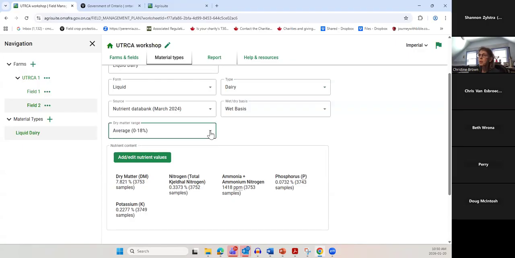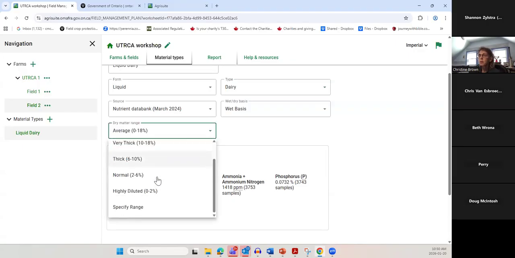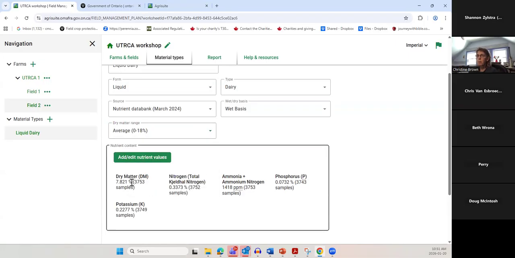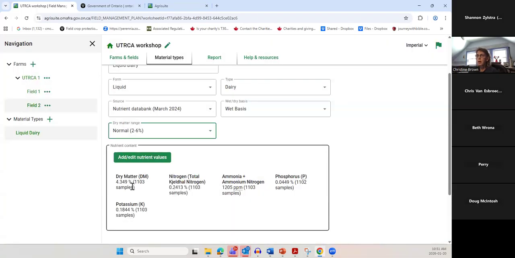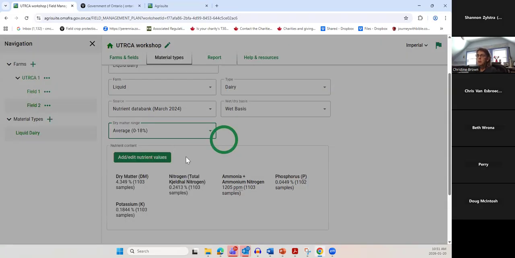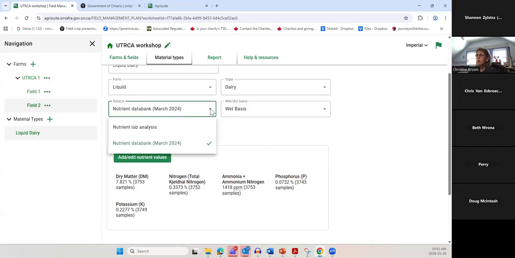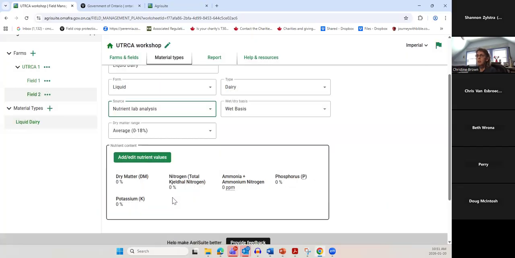I have the option though of basically taking that manure sample and looking at different dry matter ranges. So 0 to 18, the dry matter is 7.8. If I change that dry matter to just normal manure, it's basically taking it from 2 to 6% dry matter. So it's going to be 4%. I'm going to currently leave it at 0 to 18, but we're also taking an actual lab analysis.